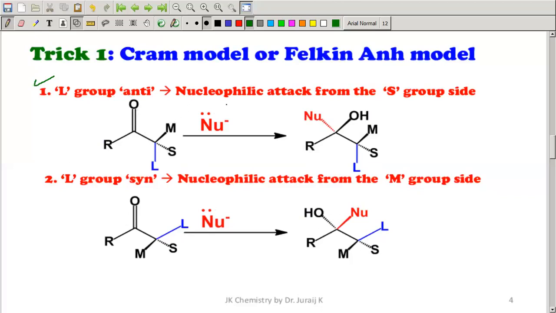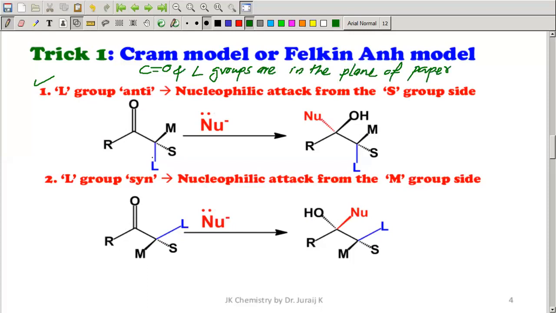In that scenario, nucleophilic attack from the small side group takes place. That is important. If your structure is given in which your large group is anti, both should be in the plane of paper. That is very important. Okay. Both should be in the plane of paper. Carbonyl functional group and the large groups are in the plane of paper. That is very important. Okay.